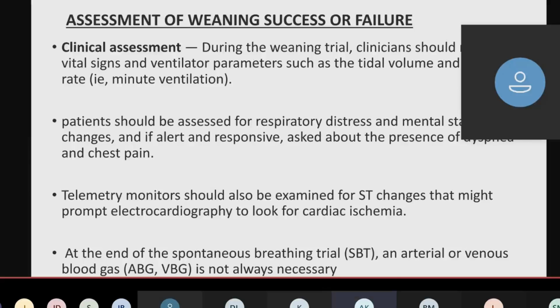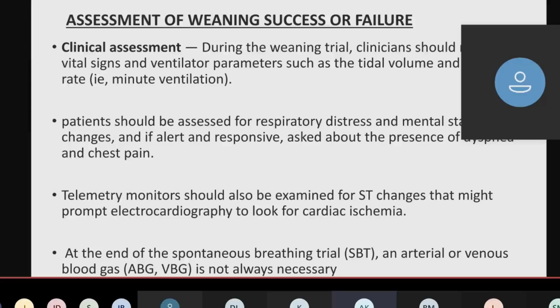So whenever you put a patient on SBT, you will have to assess whether the weaning process is successful or whether it is a failure. So you saw a patient, you felt he is ready for weaning, you have put him on a weaning mode. So what do you have to do? First thing is, you have to monitor the vital signs and ventilatory parameters.